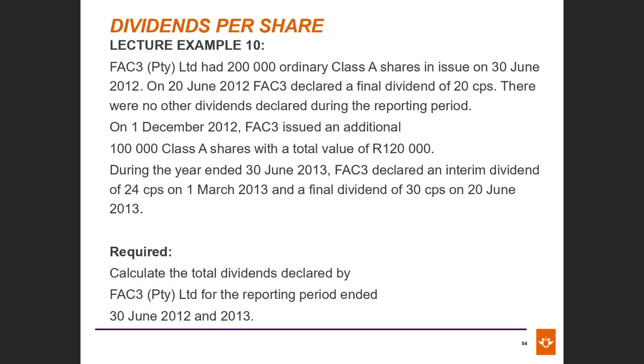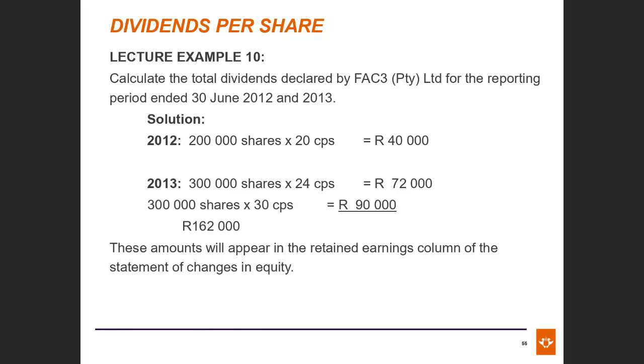That will give us 72,000. Okay, so in 2013, we issued more shares. So we had 300,000 shares, and the interim dividend declared was 24 cents per share. That will give us 72,000. Then we have 300,000 shares in issue with 30 cents per share. That will give us 90,000.